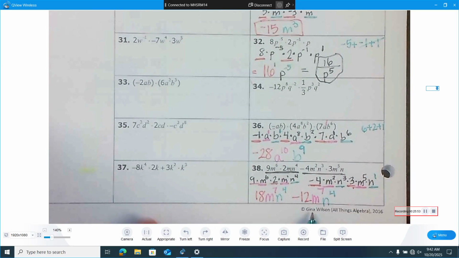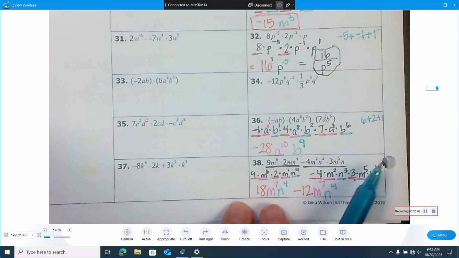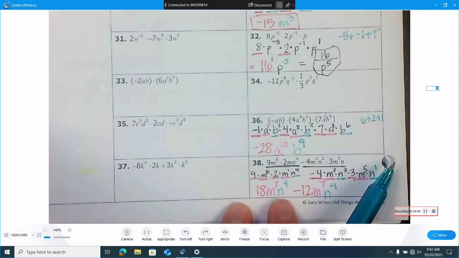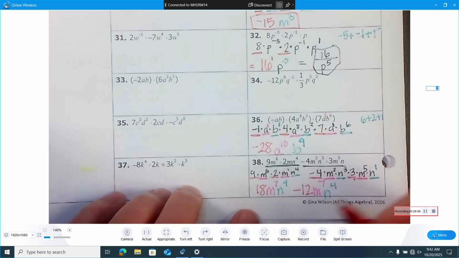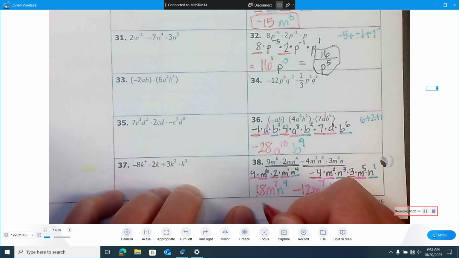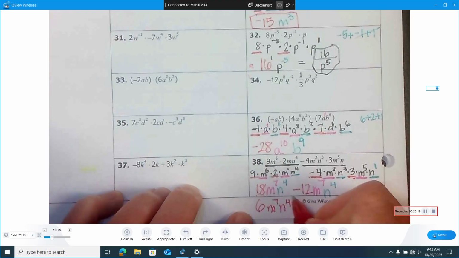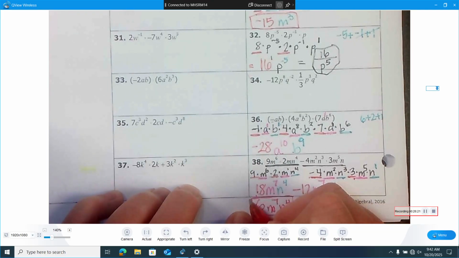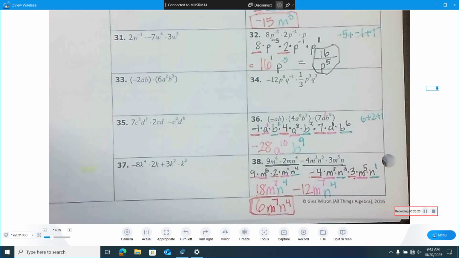Very good. Now, these are like terms, so that's what we started with. They have the same variables and the same powers. They match. So 18 m to the 7th n to the 4th minus 12 m to the 7th n to the 4th is 6. 18 minus 12 is 6 m to the 7th n to the 4th. And that is our final answer there. M to the 7th times n to the 4th. 6 of them. Okay?